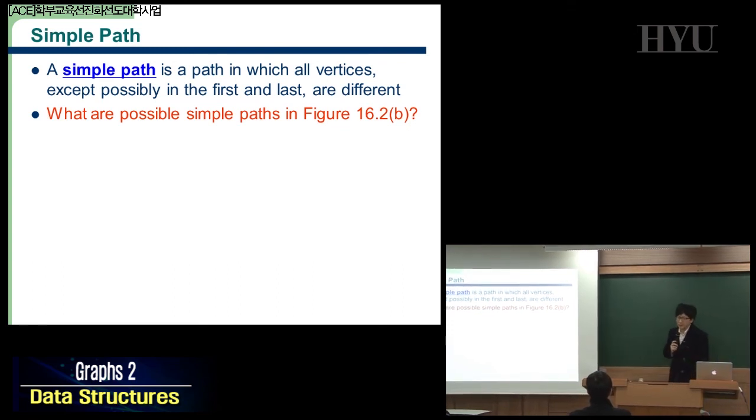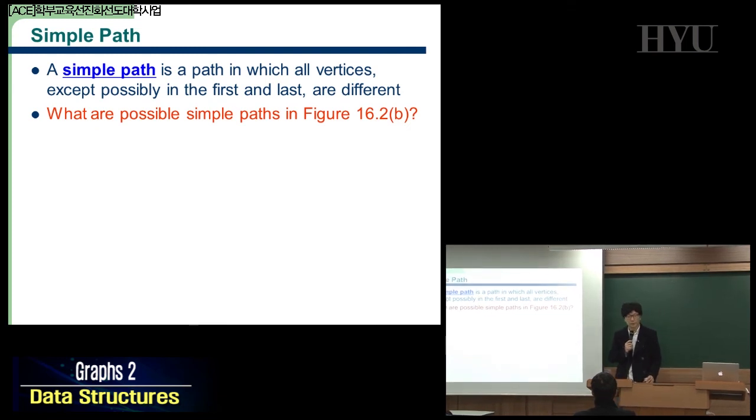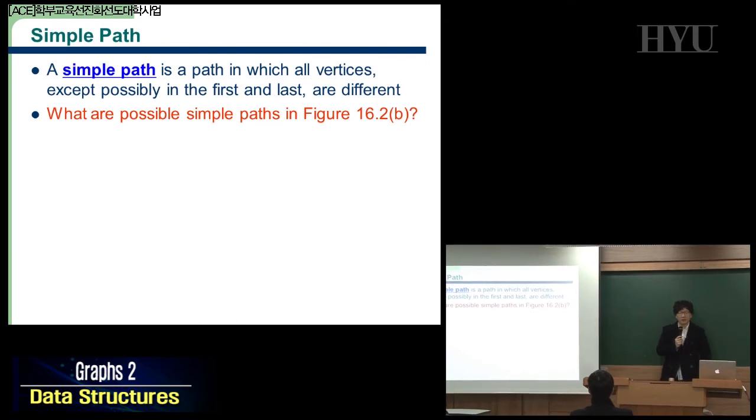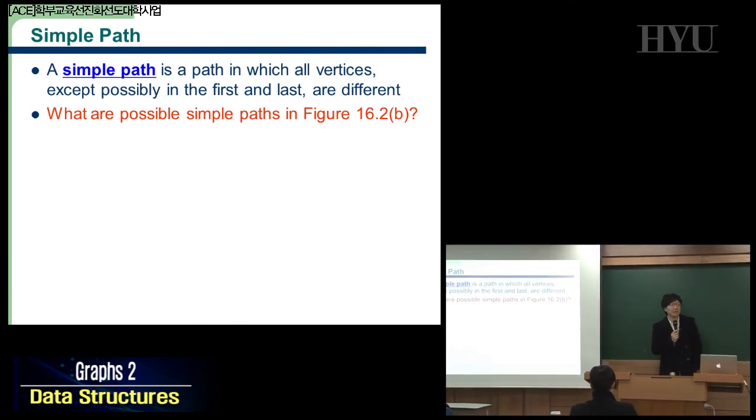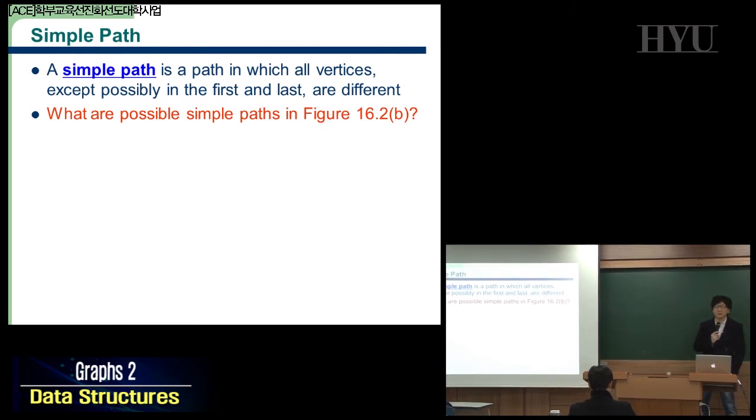What was a simple path again? Paths where all the vertices are different, right? Except maybe the first and last one. So we did take a look at some of the path examples and simple path examples.